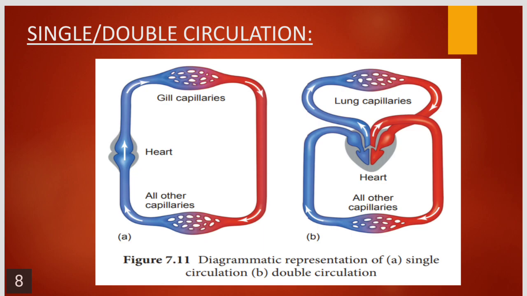A very good example of single circulation is fish. In fishes, you can see the blue color blood, the deoxygenated impure blood, is going to the gills, where the gills will purify the blood and send it to all parts of the body. And from all parts of the body, again the blood is reaching the heart. So the heart is receiving the blood only one time.